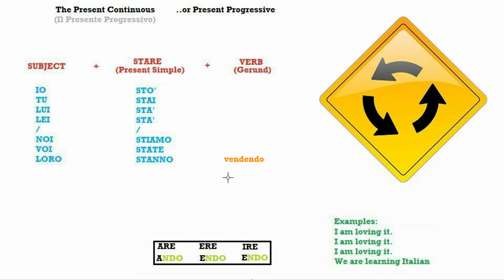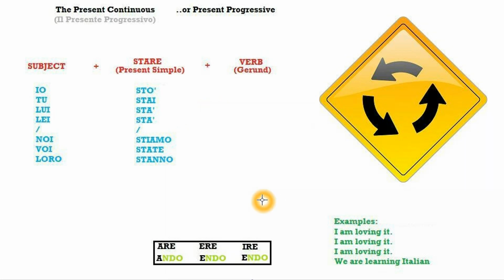Loro stanno vendendo. Or if you want to omit the subject, because the conjugations in Italian are all different, so they allow you to do that. Stanno vendendo. This means they are selling. If we wanted to say we are selling, easy. Noi stiamo vendendo. Or stiamo vendendo. We are selling. What's your job, guys? They could say stiamo vendendo. We are selling.